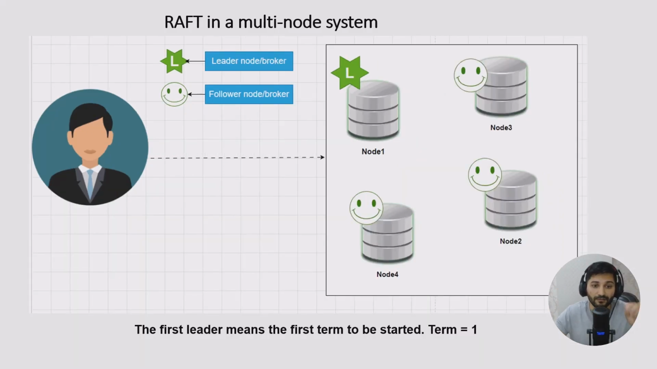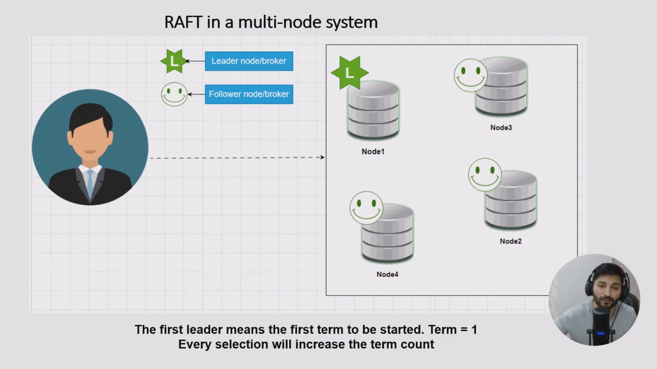The first leader means the first term has started. Our first election process ended with node 1, so node 1 is going to be our leader, and our term equals 1. This is an attribute in our distributed system. It means we have had only one election right now. If we go to another election, at the end we will have term equal to 2. Every election will increase the term count.